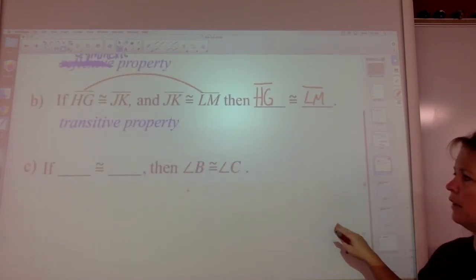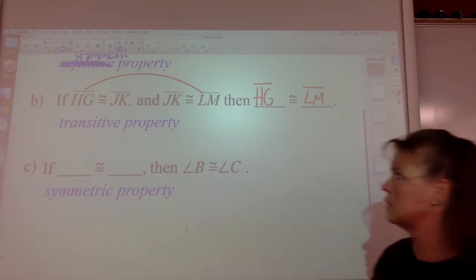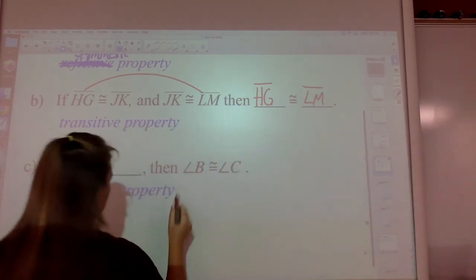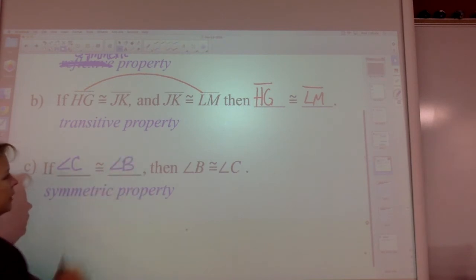Next one, if this is congruent to that, then angle B is congruent to angle C. Symmetric property again, angle C is congruent to angle B. Then angle B is congruent to angle C.